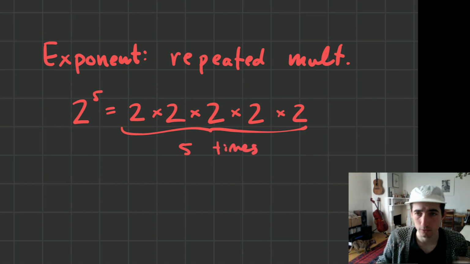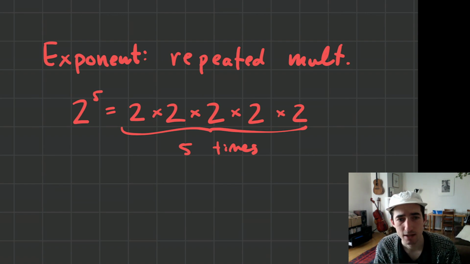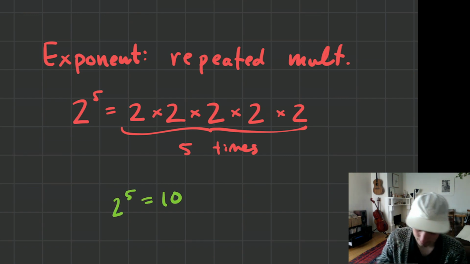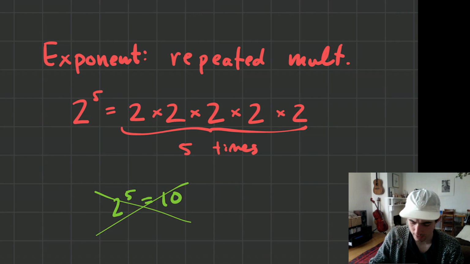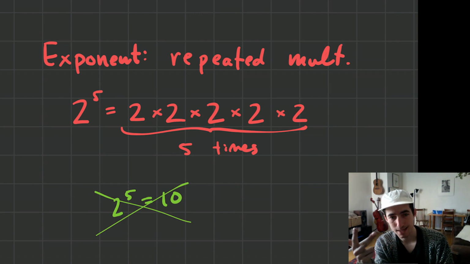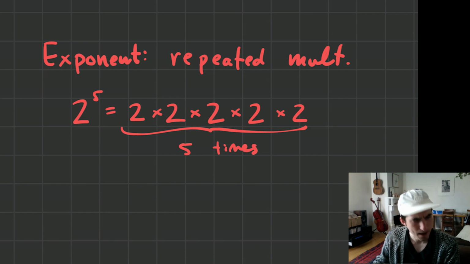When people first start learning about exponents, they often confuse it with multiplication. I can't tell you how many times I've seen someone in grade 7 say that 2 to the power of 5 is equal to 10. It is not equal to 10, it's equal to 32. Because 2 times 2 is 4, times 2 is 8, 16, 32, right? So don't make that mistake. But I think we're past that. I'm certain we're past that.